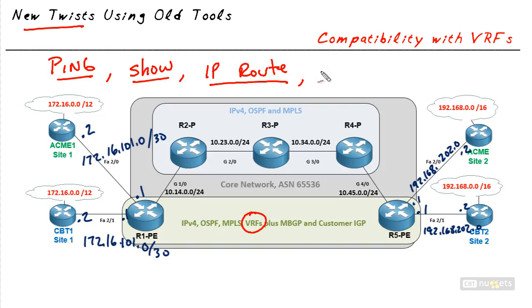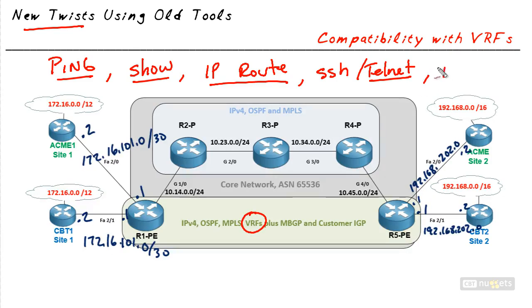Another tool that we might use is SSH or Telnet. And they also require specific instructions to go ahead and source that Telnet session from the VRF for which you want to reach. So if we're on R1 and we want to Telnet to Acme Site 1, we need to include the VRF that we're going to use for that Telnet session. And the same is true if we want R1 to go ahead and Telnet out to Acme Site 2 or CBT2. We need to include the right VRF so we can get to the right destination.